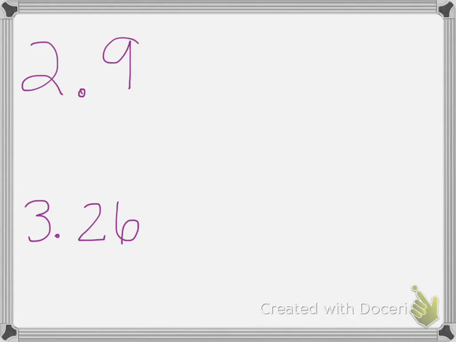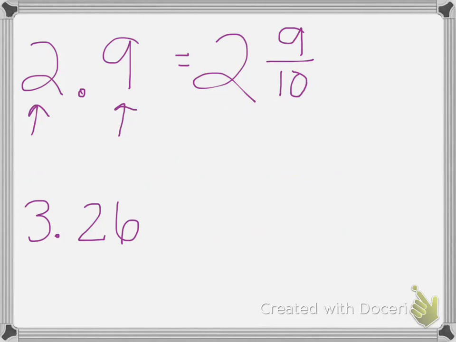When we have a decimal that looks like this, this number is our whole number that goes before the fraction. So 2 and 9/10. So we have 9 and it's in the tenths place. On this one we have a 3 in front of the decimal point. So our whole number is 3 and 26/100.